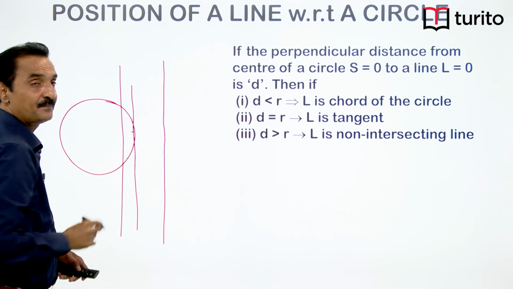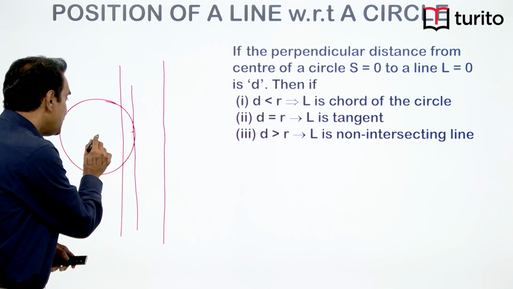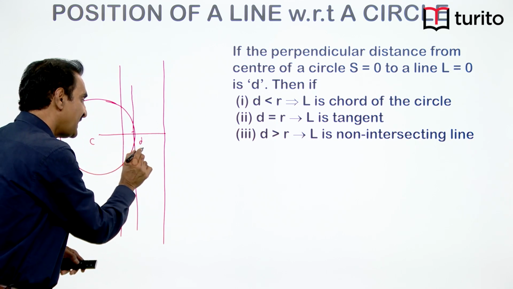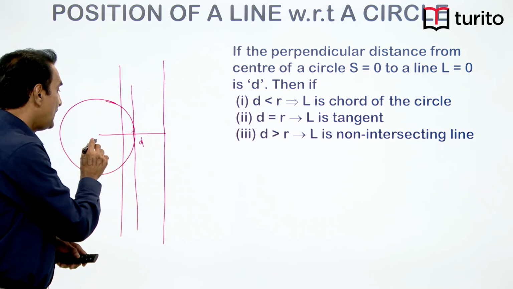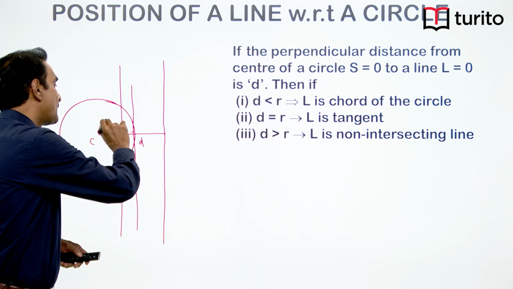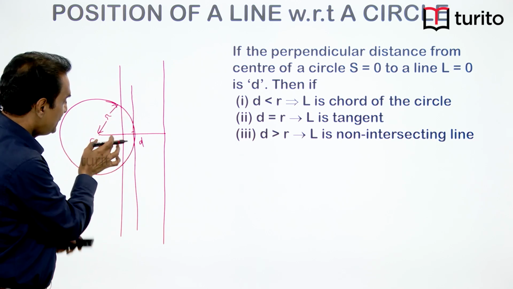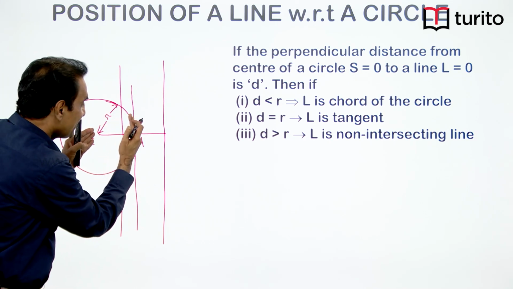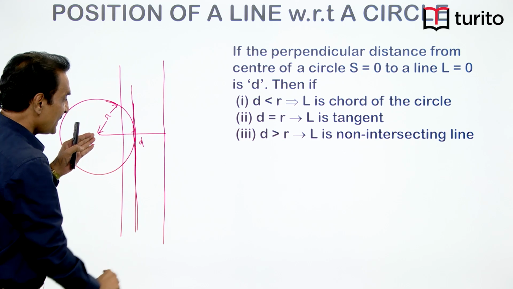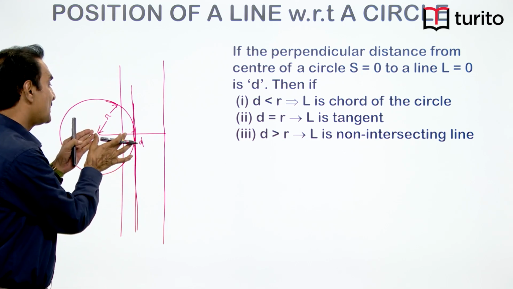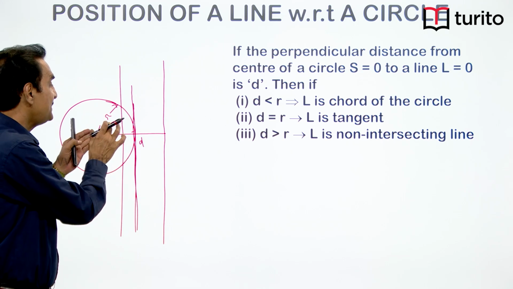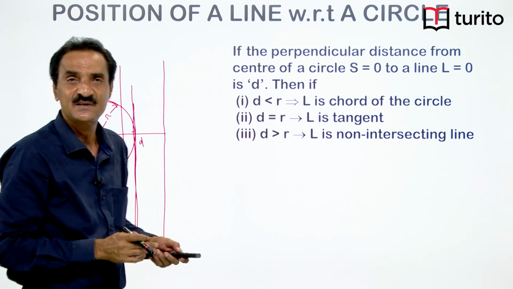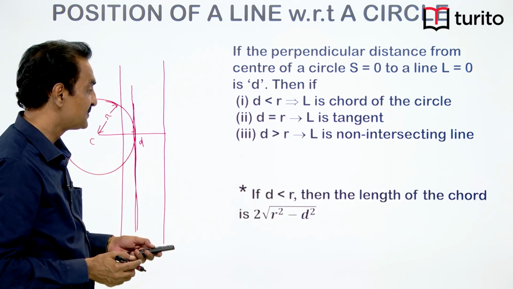Three possibilities are there. Then, if the perpendicular distance from the center to the line is denoted by D and the radius of the circle is R, then you observe that in the first case D is greater than the radius. In the second case, when the line is a tangent, D is equal to R. When the line is an intersecting line, D is less than R. Already these points were discussed in the previous class. So, we will move on to the next point.